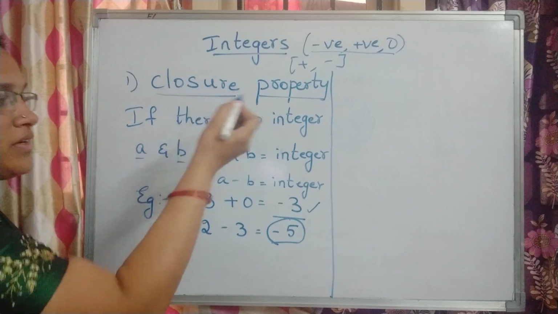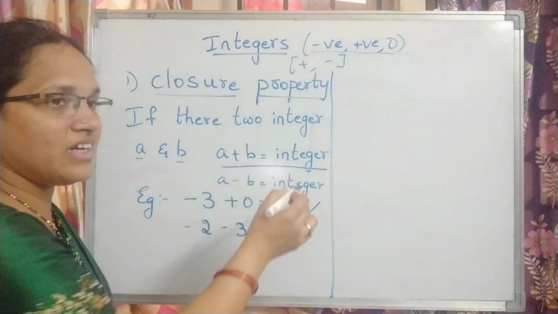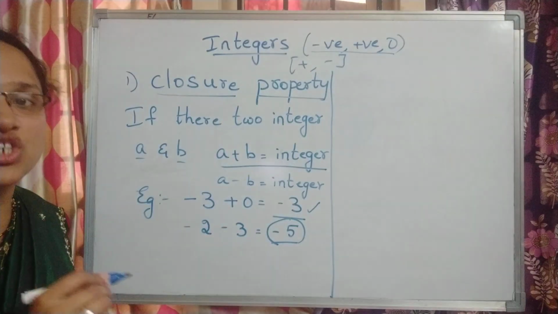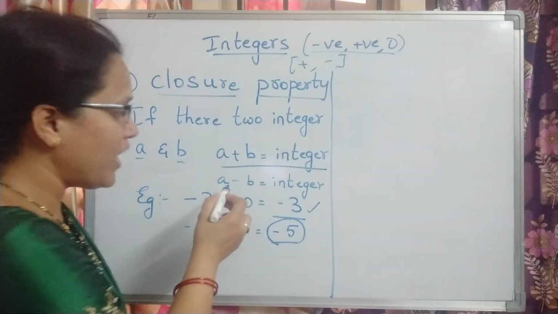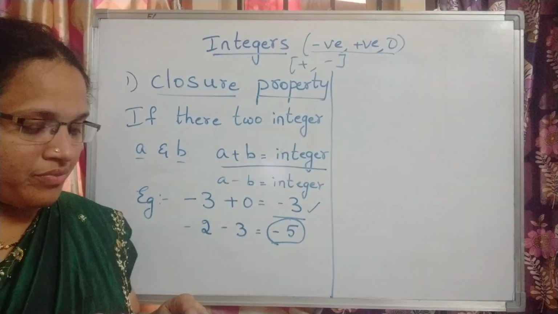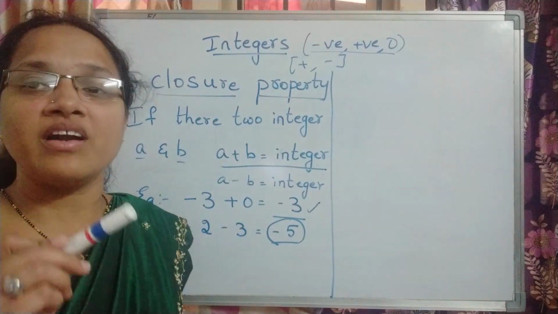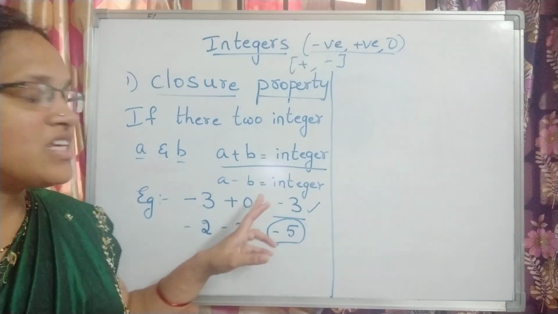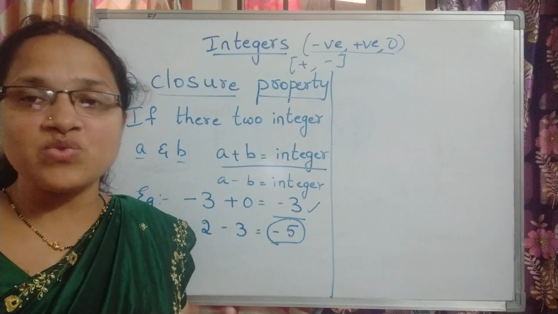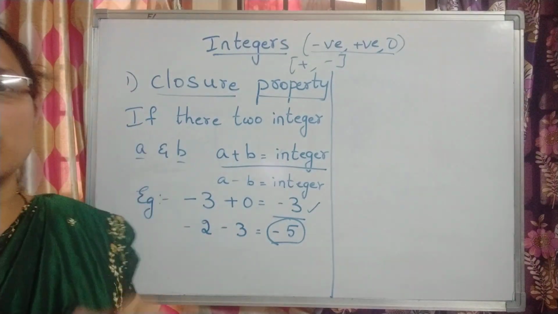The closure property says it is satisfied if A plus B is an integer. If A plus B is an integer, the closure property is satisfied under addition. If A minus B is an integer, it is satisfied under subtraction. This is about the closure property.